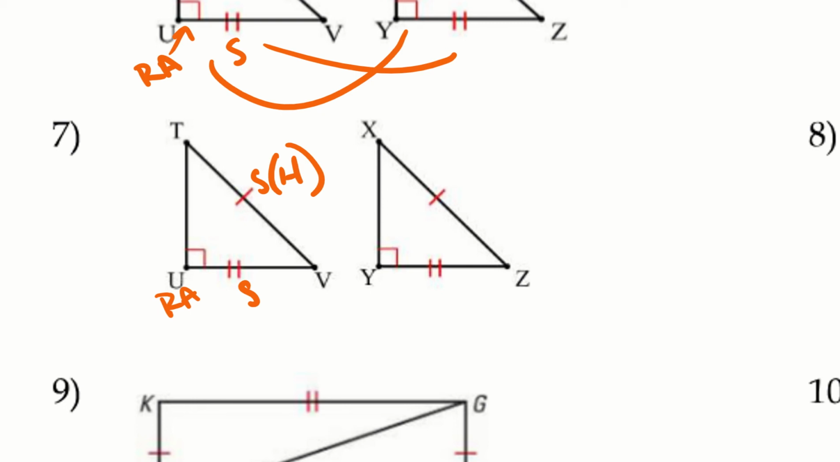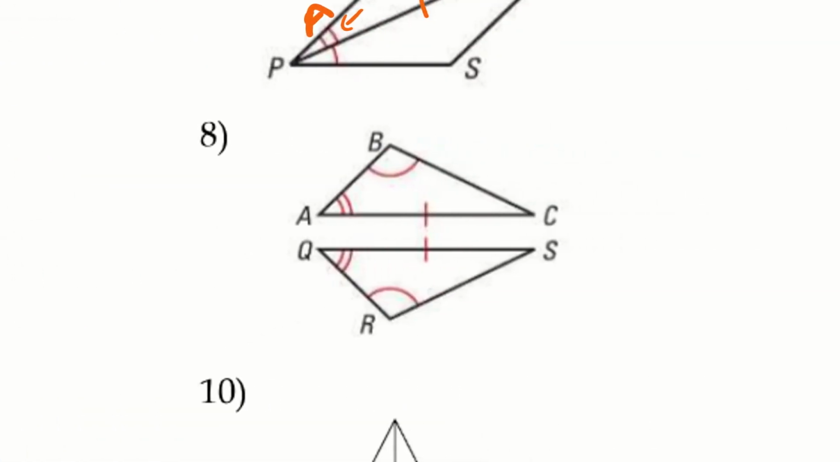So since we have a right angle, the hypotenuse, so I'm going to use hypotenuse for this one. And then I'm going to also go ahead and change this one to a leg. So we have a right angle, the hypotenuse, and the leg. So therefore we can use HL, so hypotenuse leg.